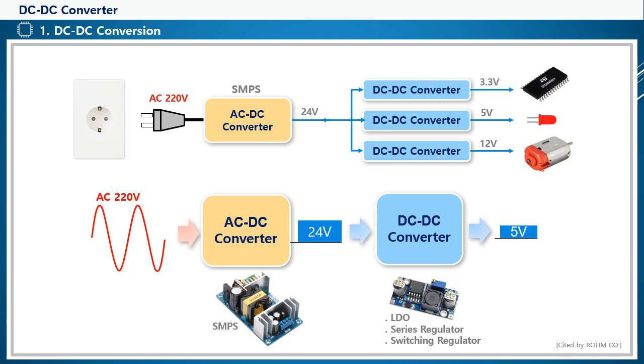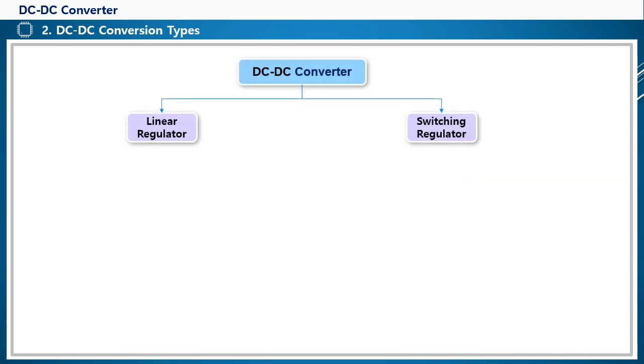There are various types of DC-DC converters depending on the load or input-output voltage conditions. Let's look at the characteristics of DC-DC converters by type. DC-DC converters are divided into two types: linear regulators and switching regulators, depending on the conversion method. Linear regulators are classified into two types: series regulators and LDOs, and are called linear regulators because the relationship between input and output operates linearly.